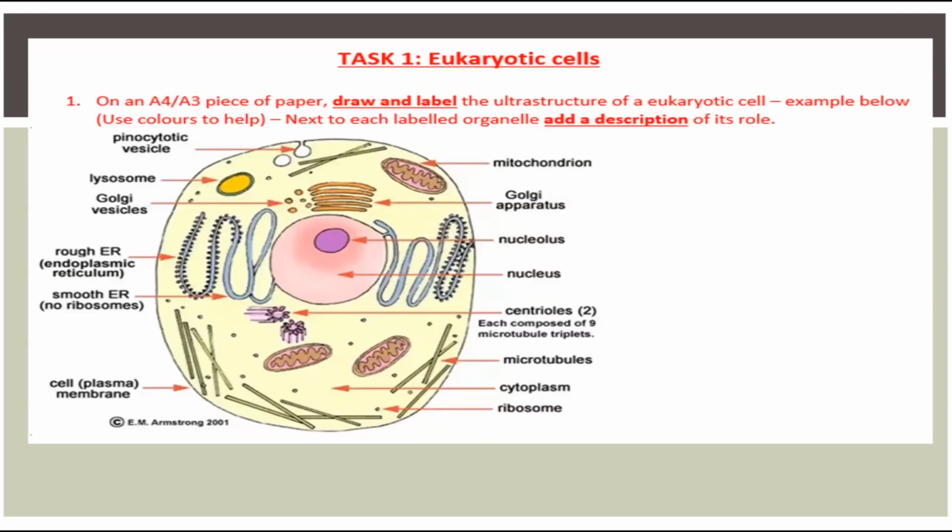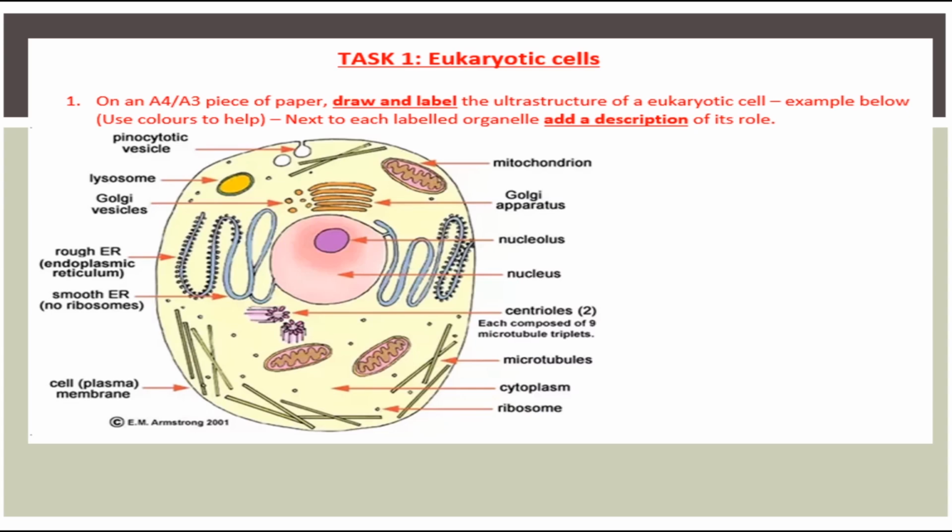What I'd like you to do is, on an A4 or A3 piece of paper, depending on what you have, draw scientifically and label the ultrastructure of a eukaryotic cell. This is an example here on the PowerPoint slide and also on the task sheet. You can use colours for this, because remember this will be a good revision resource when it comes to revising for exams, so colour can also be a good revision technique. What I'd like you to put next to the different organelles, the subcellular structures, is a description of its role.